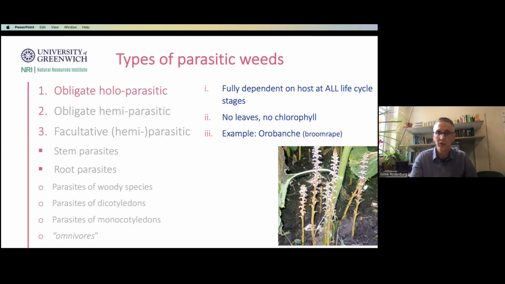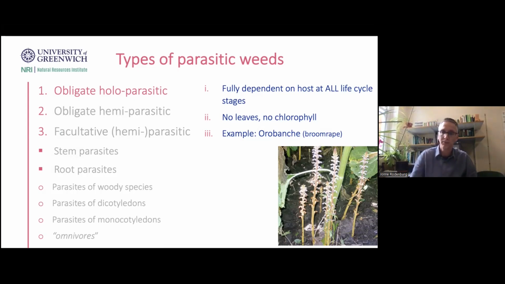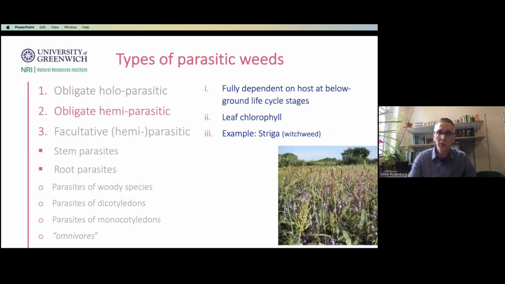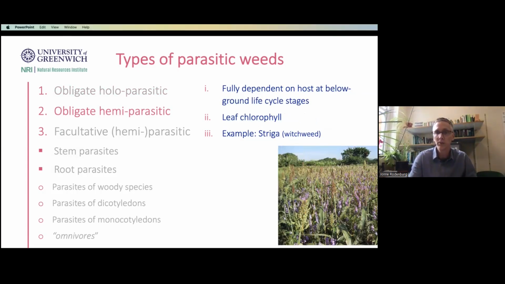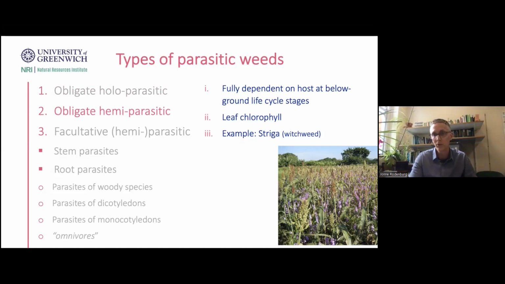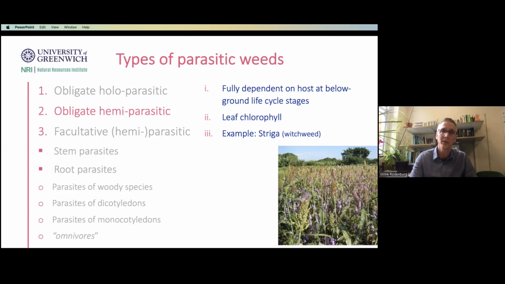An example of this is the Orobanche broomrape species. So you have different species of broomrapes, but they are within the genus of Orobanche. You also have obligate hemiparasitic weeds. So they're half parasites. They are fully dependent on their host in the below ground stages of the life cycle. But once they emerge above ground, because they have leaf chlorophyll, they can also sustain themselves for at least part of their nutritional needs, carbon needs.